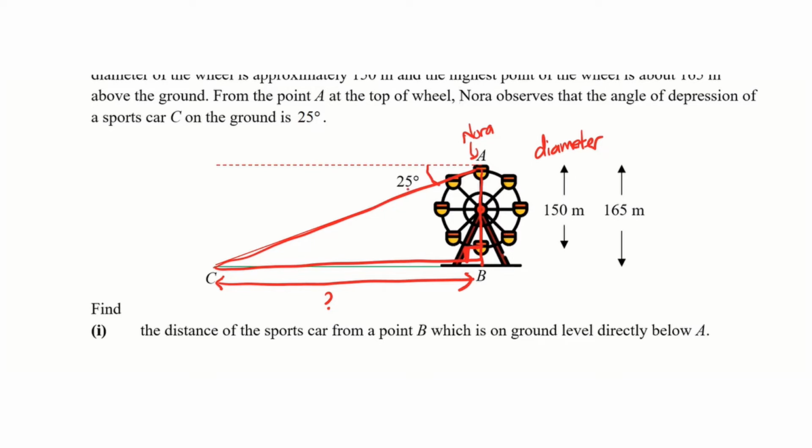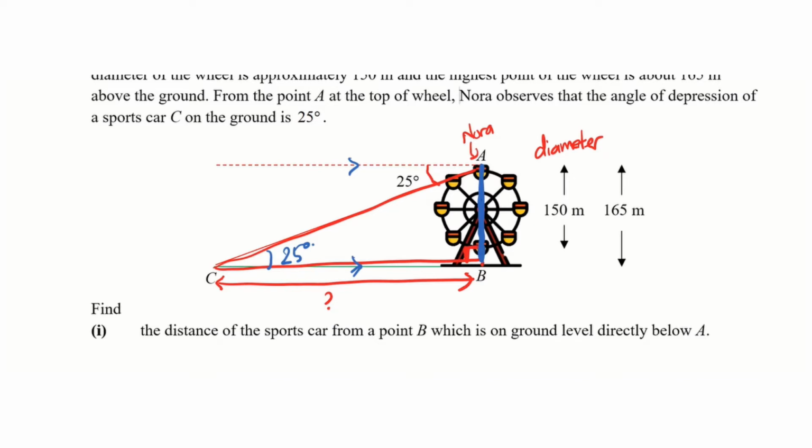The 25 degrees given will mean that with alternate angles, down here will be 25 degrees, because this is a horizontal line and this is a horizontal line, so they are going to be parallel. So we have 25 degrees inside the triangle now. Now regarding this length here, can you tell me what is the vertical distance that we should be taking? Should it be 150 meters or 165 meters? Think about that first.